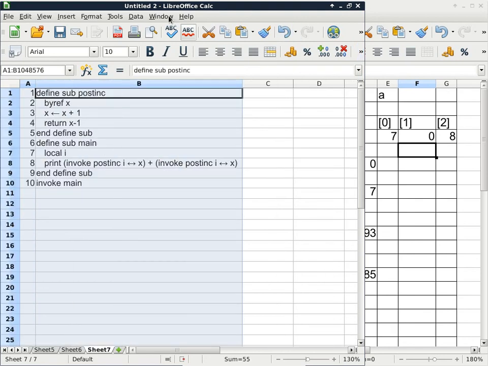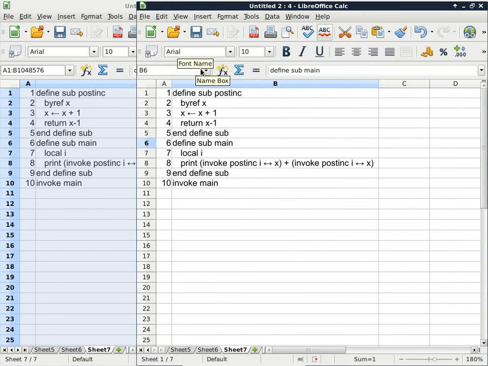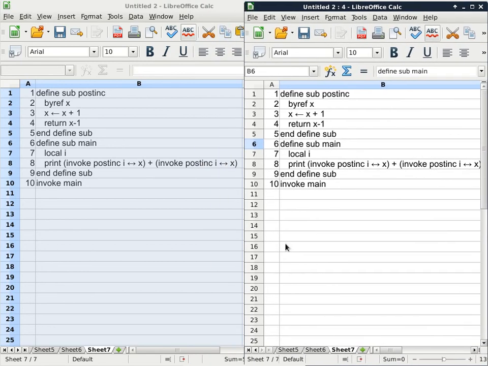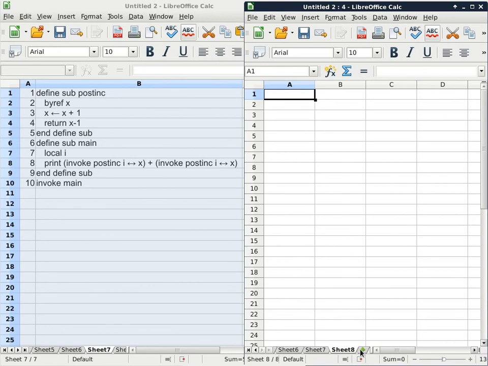And then we'll go ahead and trace it. This one actually is quite relevant to C++, because post increment is a very commonly used operator in C++.